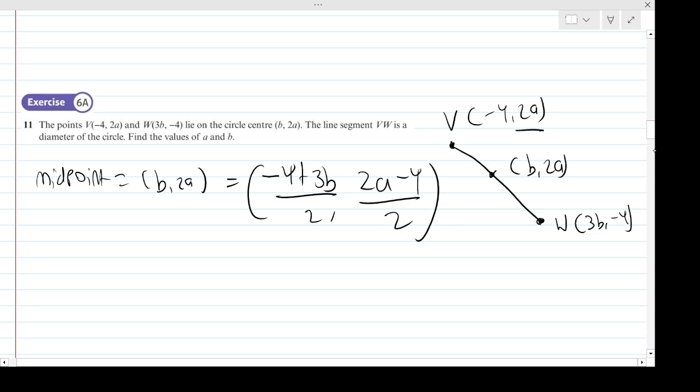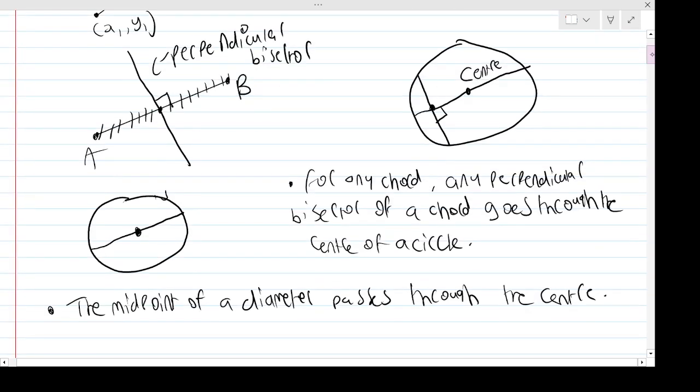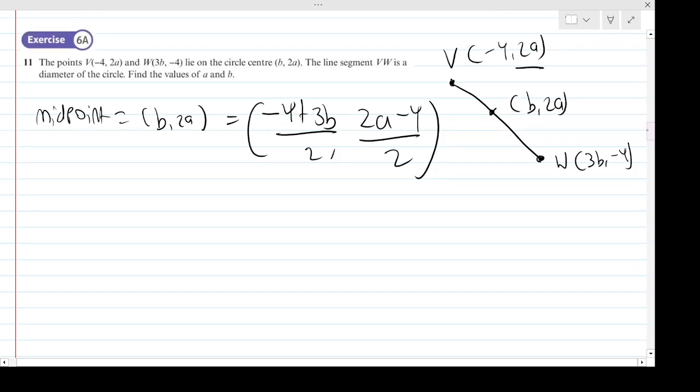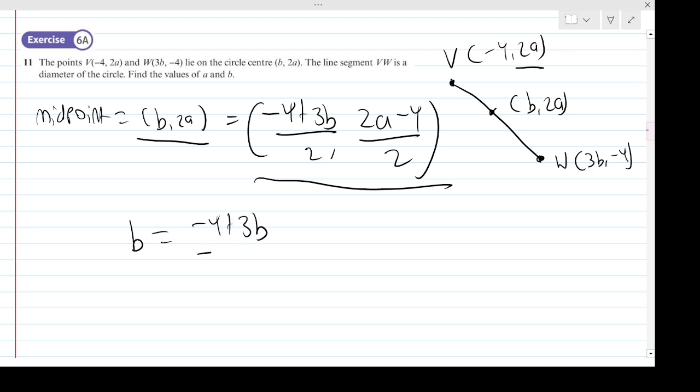Again, the formula we stated up here, the general formula for midpoint. Okay, cool. So then, again, we're going to do the same thing now. So these two have to be exactly the same. They're the same points. So therefore, we can equate the x part together. So that means B is equal to -4 plus 3B over 2. Okay, well then we can solve that for B.